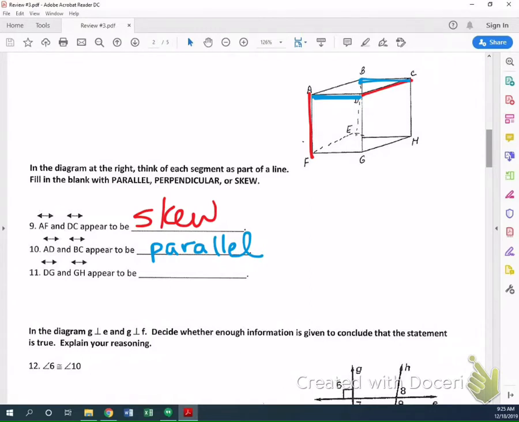DG, so DG is like the front of the box, and GH, those look perpendicular. All right, questions on those 3.